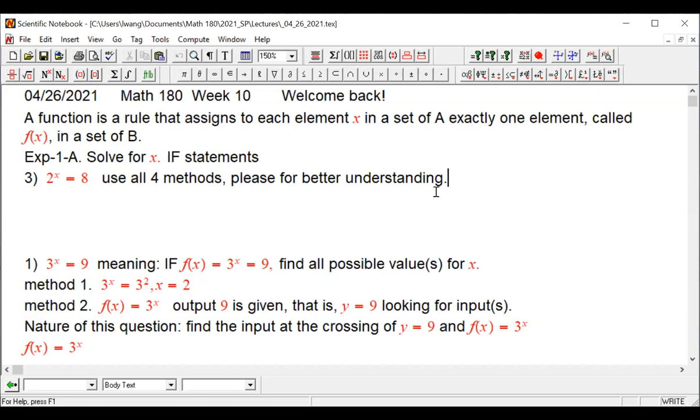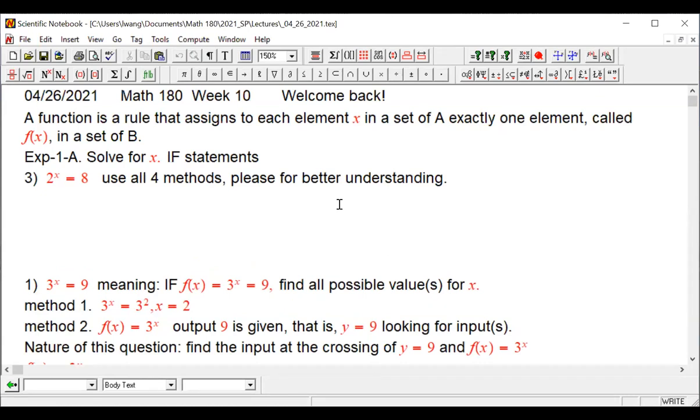You can use the four methods in any order you want. It really doesn't matter which order. You done? Okay. Good. Anybody would like to show your work?